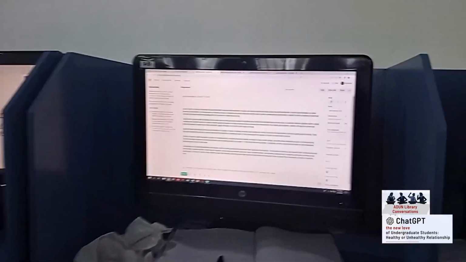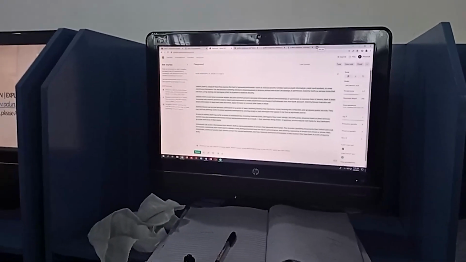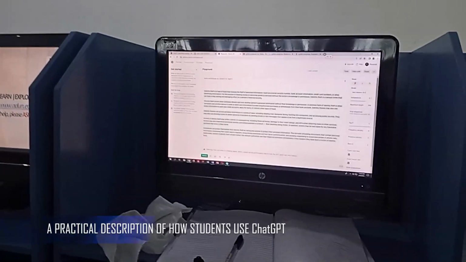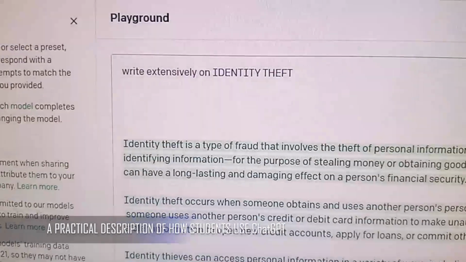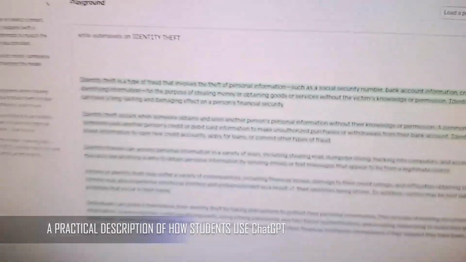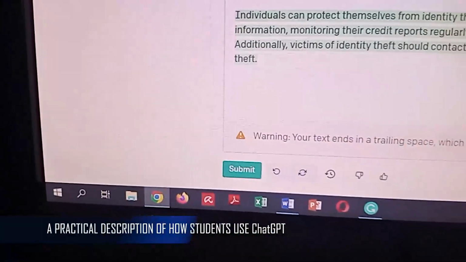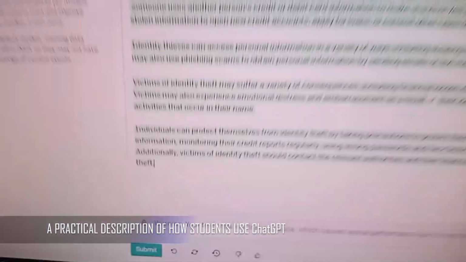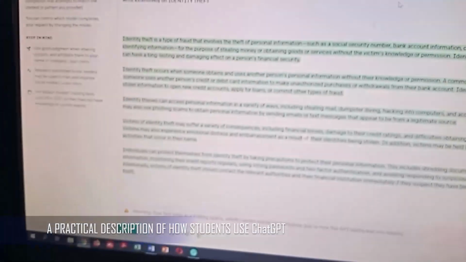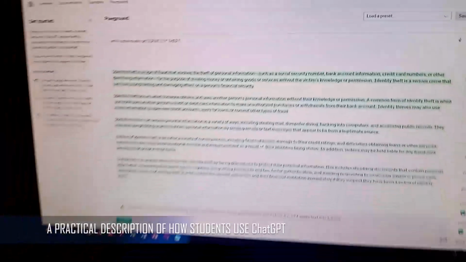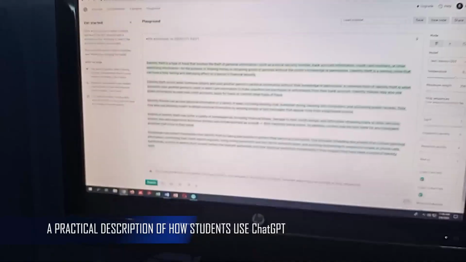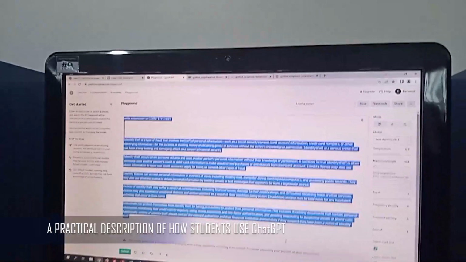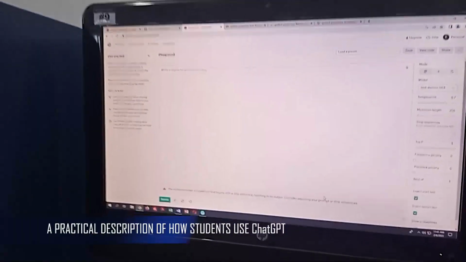I'm here with one of my students who has just started using ChatGPT. Okay, this is it. The assignment is: write extensively on identity theft. So we are here. ChatGPT warning. Okay, so what happens now if you are not satisfied with the answer? What do you do? Control plus enter. Yes. Let me play it and try something different. Okay. Right.